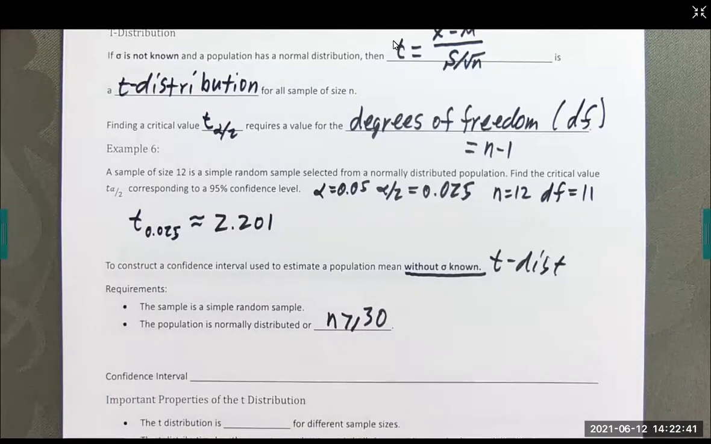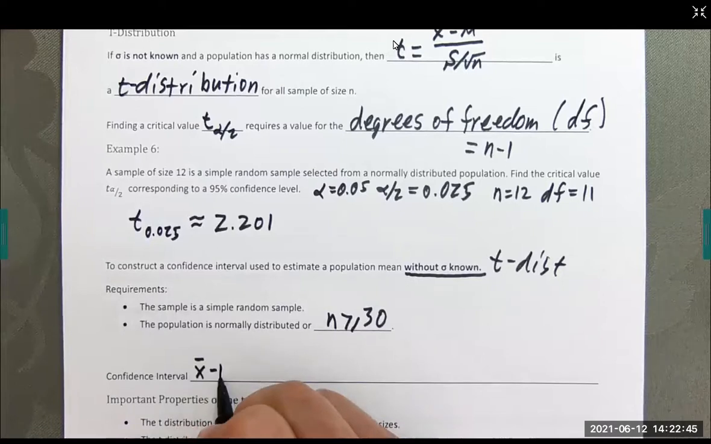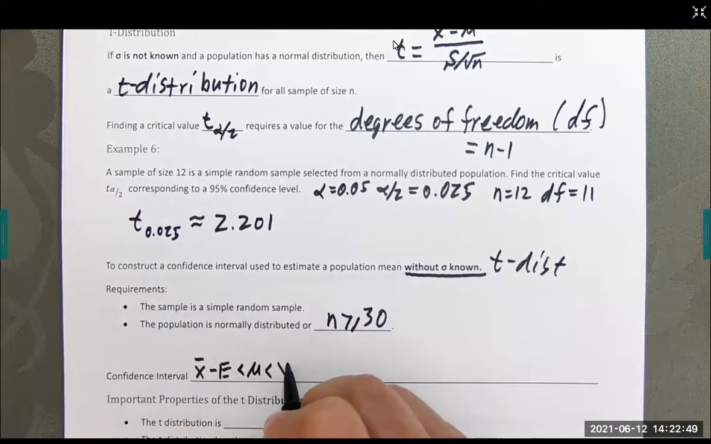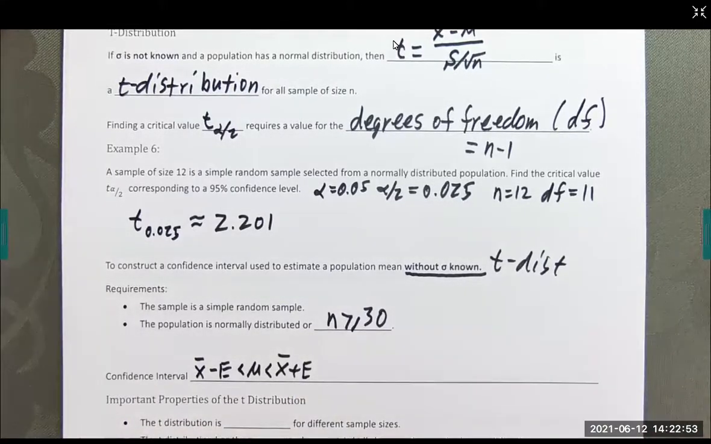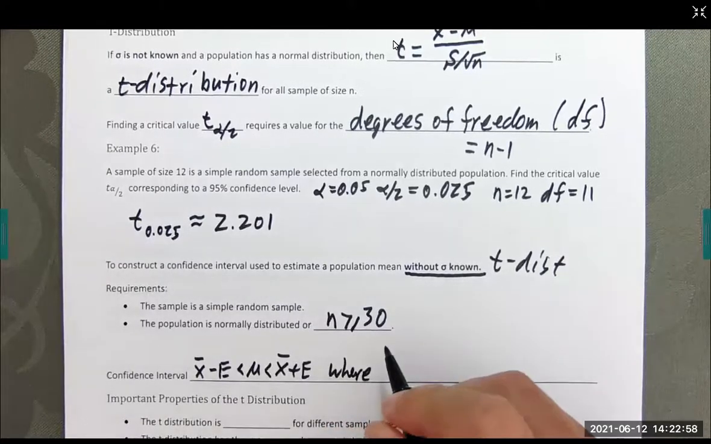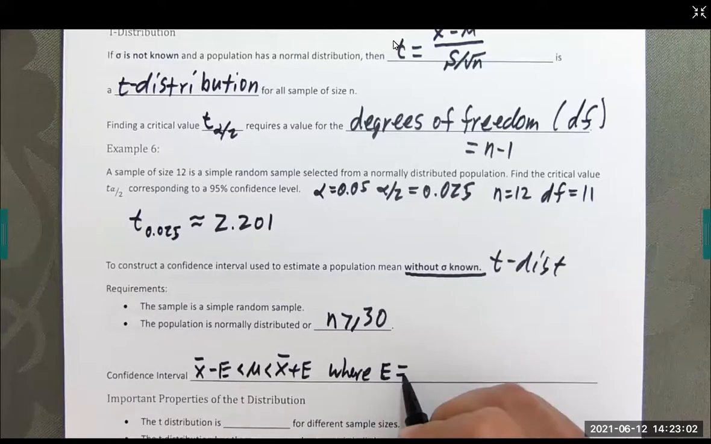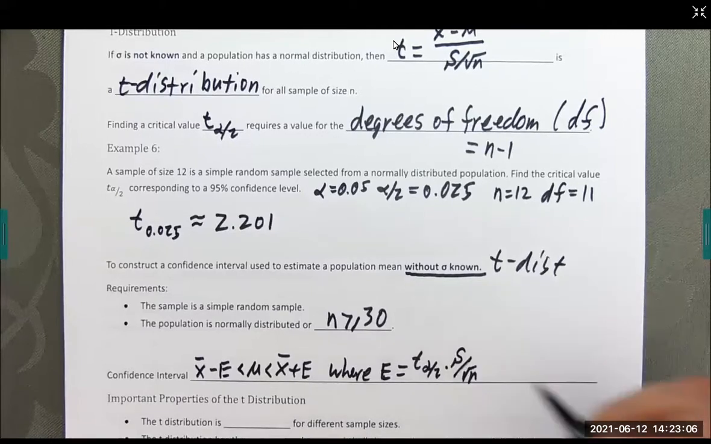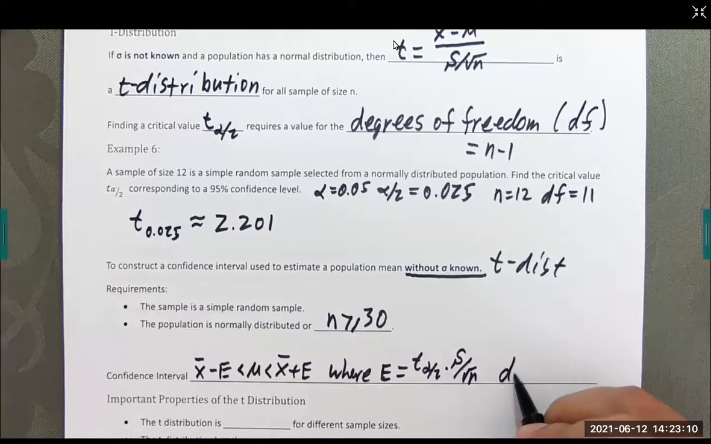All right, so our confidence interval is going to look like this: x bar minus e, x bar plus e, where e is t sub alpha over 2 times s divided by root n. The degrees of freedom is n minus 1.